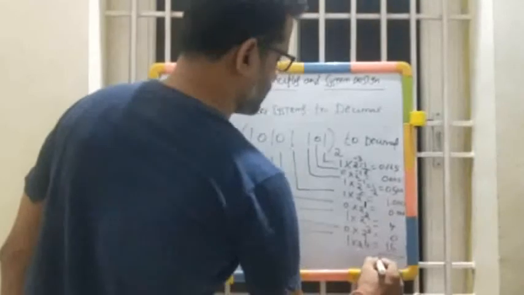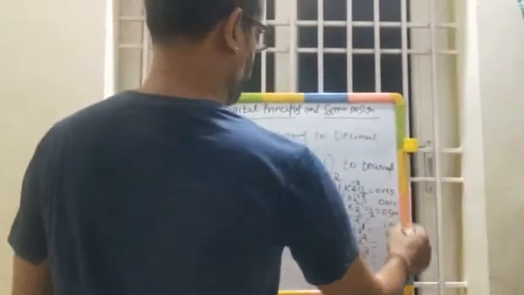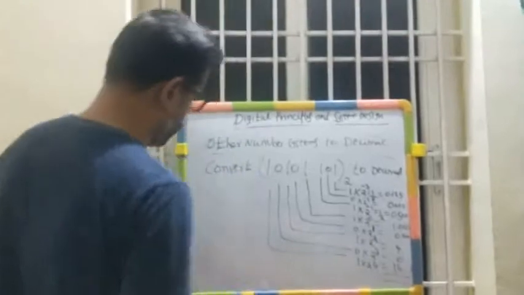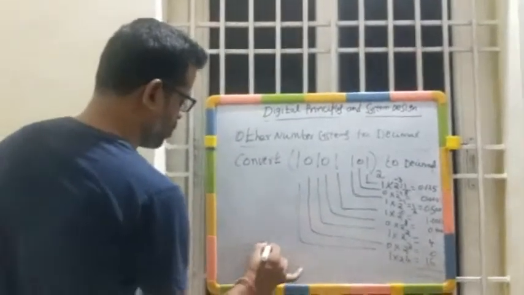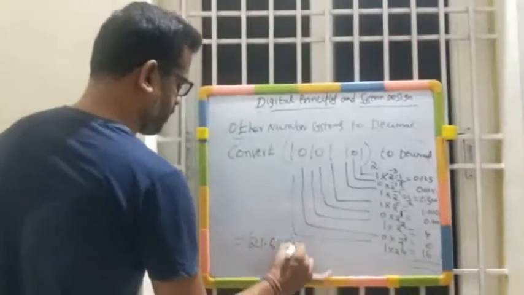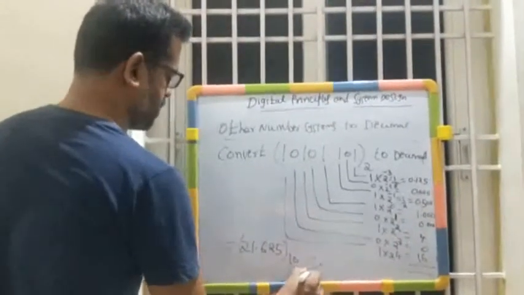Okay, what is the total we will be getting? This is 5, right? In the fractional part we are getting 625. In the integer part we will be getting 21. So the answer is 21.625 base 10. This is how you have to do.